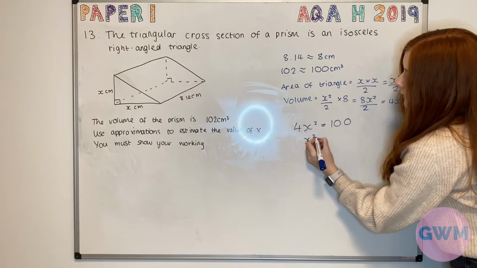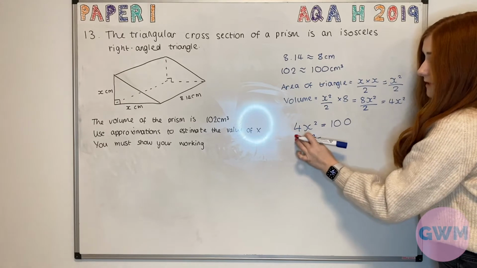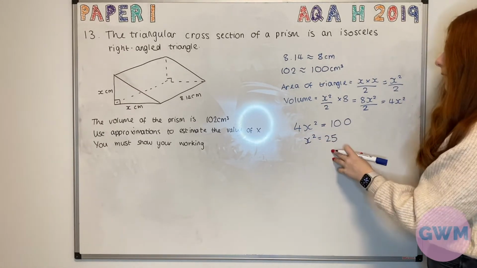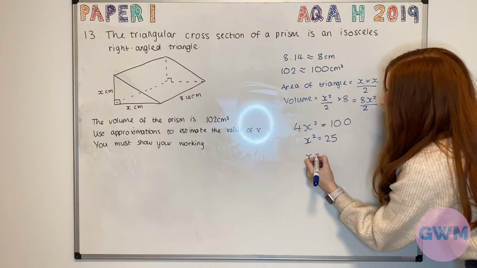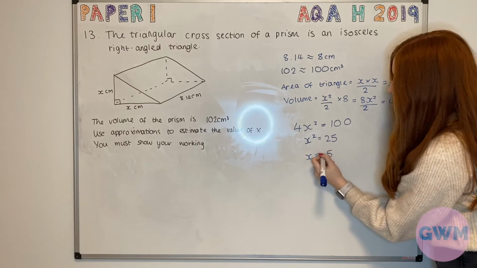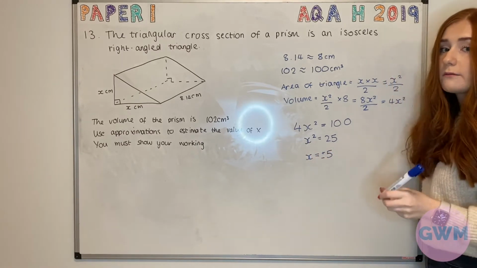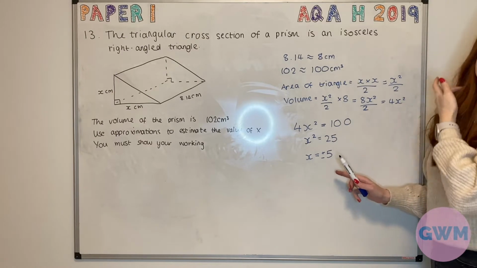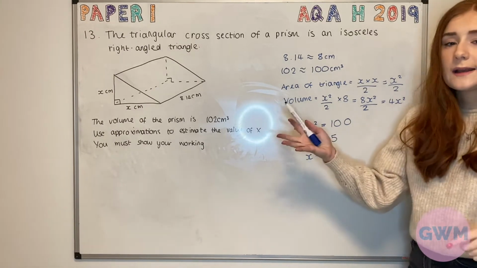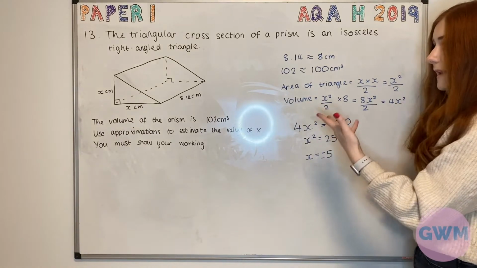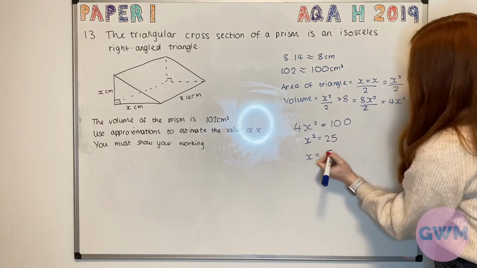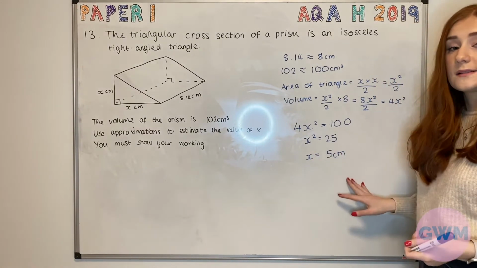So let's move the 4 over, just come from times to a divide. Divide by 4 gives us 25. And then we square root this side. So we square root 25 and that gives us 5. Now remember, when you square root a number, it could be a positive or a negative number. It could be minus 5 or plus 5. But obviously, in this case, we can't have a minus side length. That wouldn't work. So it's a plus in this case. So we're just going to leave it as 5 centimetres. X is 5.